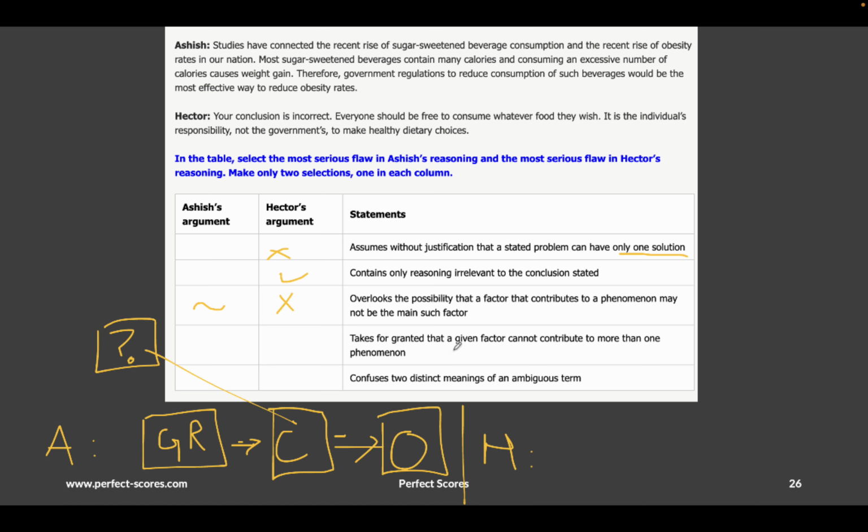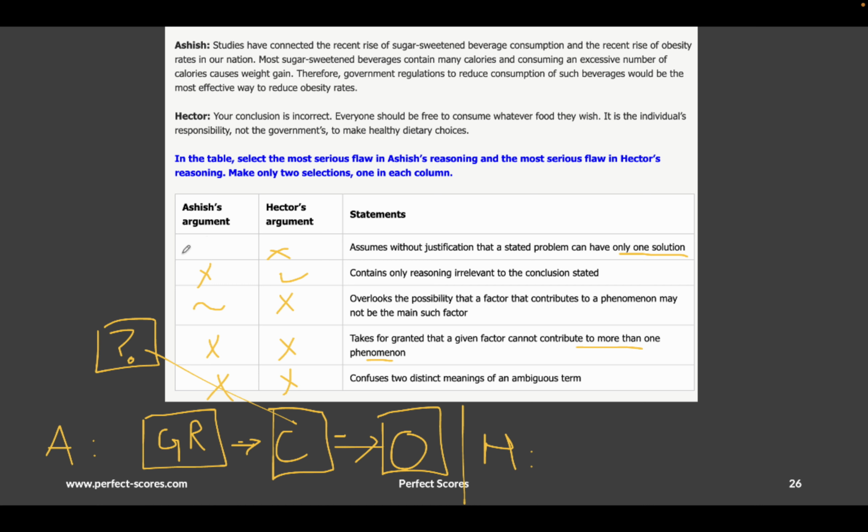Then takes for granted that a given factor cannot contribute to more than one phenomena. So there's no talk about more than one phenomena here. So this one is definitely not the answer for either of them. Then confuses two distinct meanings of ambiguous terms. Well, there are no two terms, no ambiguity here. So this one is not Ashish's answer here.